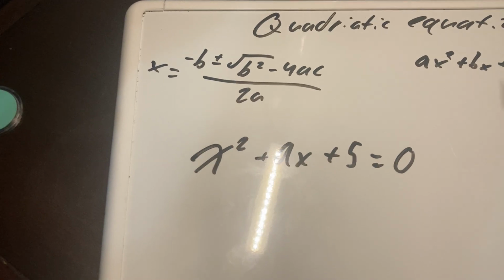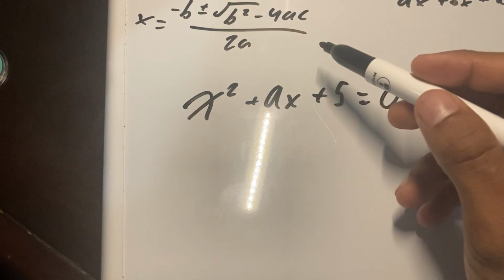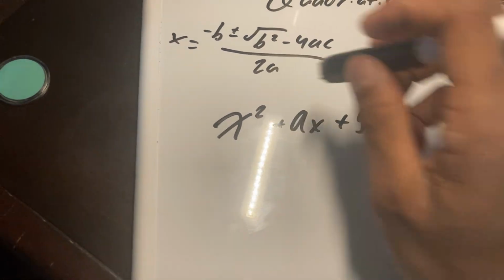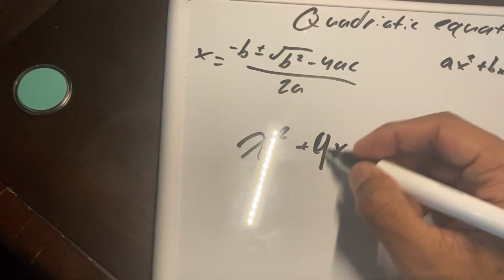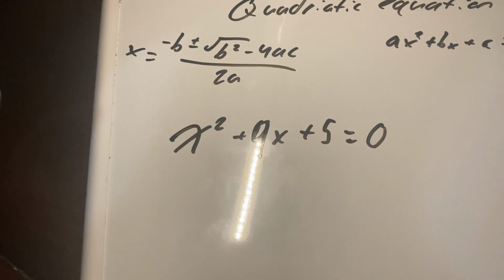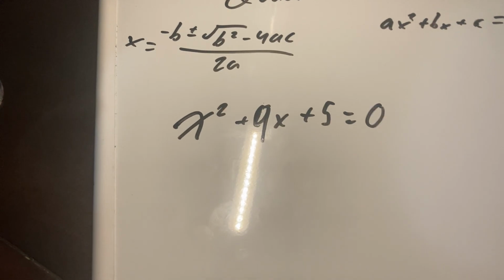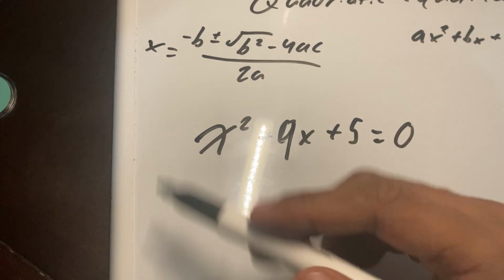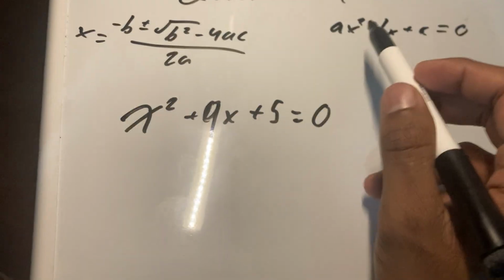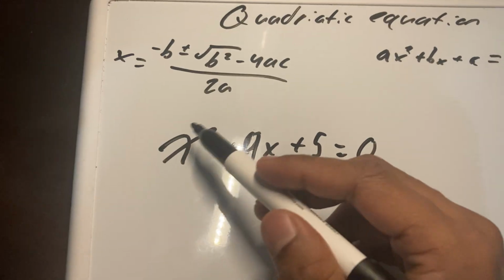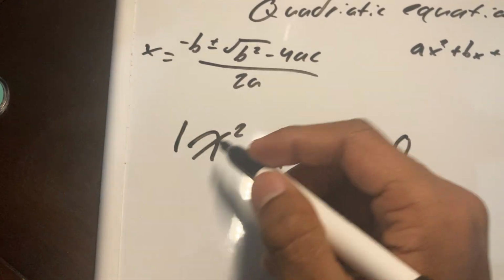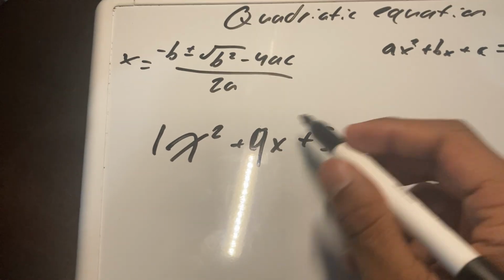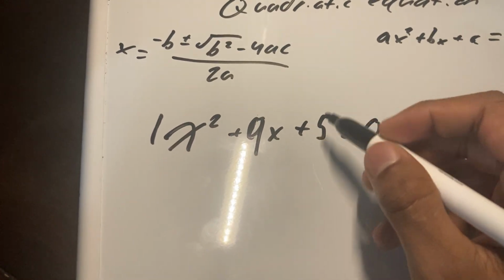So I have an example right here: x squared plus 9x plus 5 equals 0. To start, we need to identify some things. a is the coefficient of x squared, and that's basically just 1. So a is 1, b is 9, and c is 5.